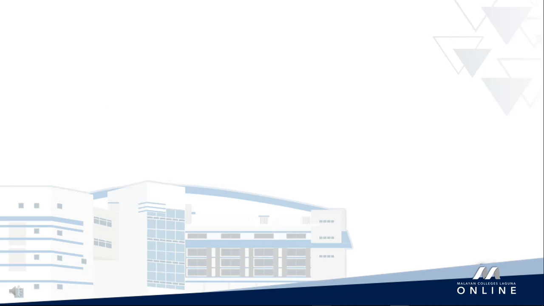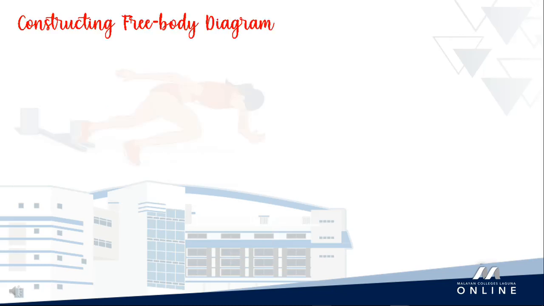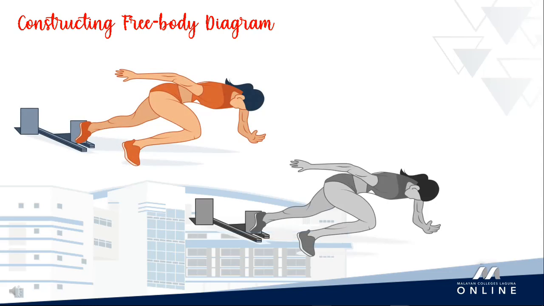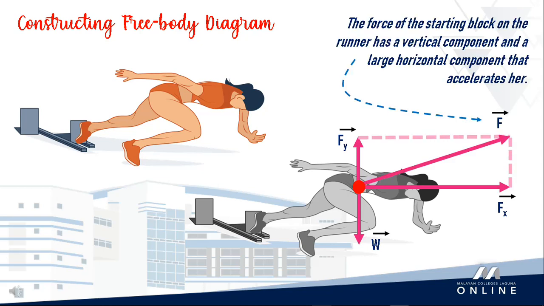Going back to the free body diagram, let us illustrate a free body diagram from a real life scenario. Say, we have a runner on her starting block. Of course, illustrating this, we start with her weight, which keeps her on the surface of the earth. Next, there is a vertical component that counteracts her weight and a large horizontal component that accelerates her as she runs. We say then that this resultant force is the force of the block on the runner.